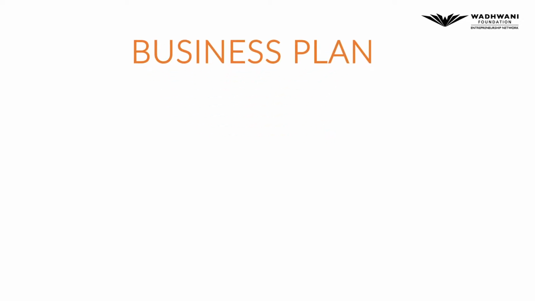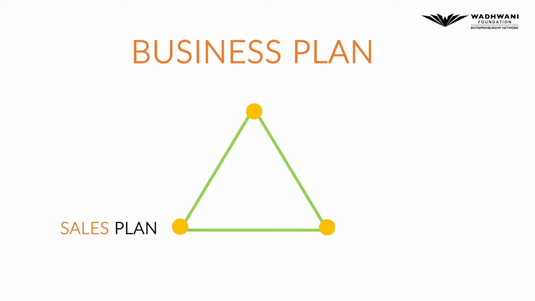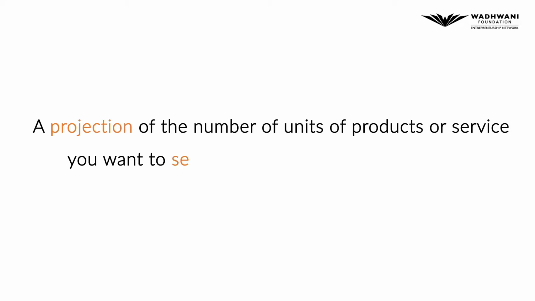Hi. Business planning begins with sales planning. A sales plan consists of a sales forecast and a plan to achieve the forecast. A sales forecast is a projection of the number of units of products or service you want to sell in a given period. Usually, sales forecasts are done for 1 year.